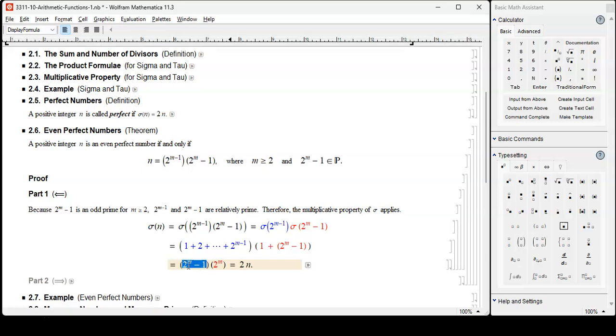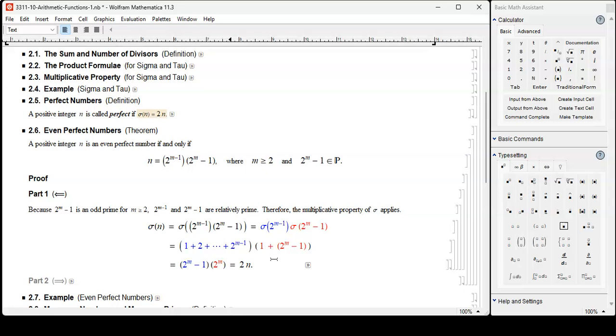So we have this blue times red, and then compare that with the m. 2 to the n minus 1 power times 2 to the n power minus 1. So everything is common except the n minus 1 power times the m power here. So this one down here is twice this. So sigma of n is 2n. And that's precisely what we wanted to prove.